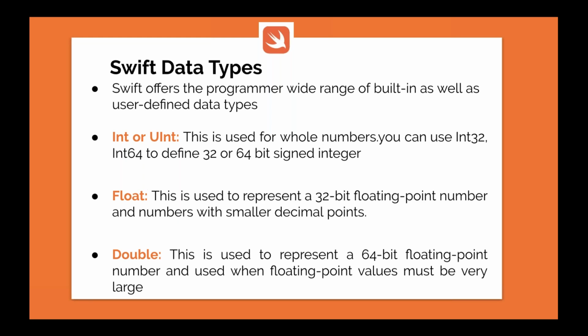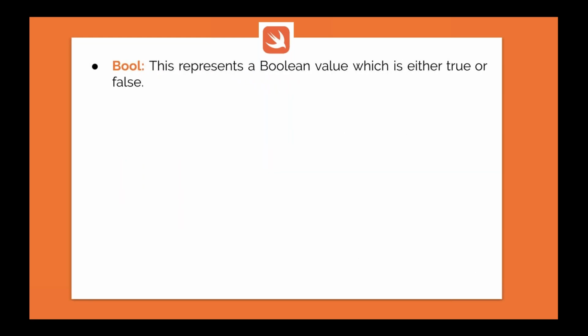Int and UInt have different variations: 8-bit, 16-bit, 32-bit, 64-bit. Float has only one variation, a 32-bit float value. Double has only one variation, 64-bit float data. Then Bool. This represents the Boolean value. A Boolean value means what? Either true or false. It can maintain only two values, either true or false.